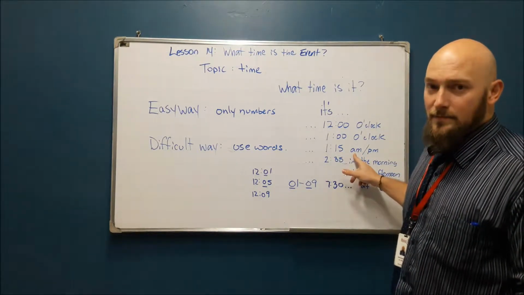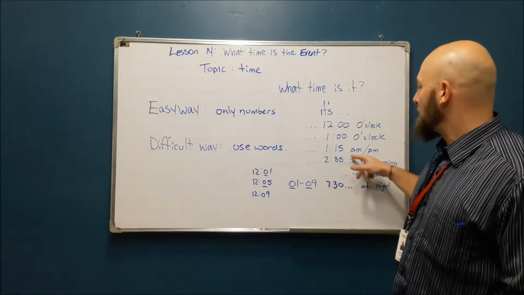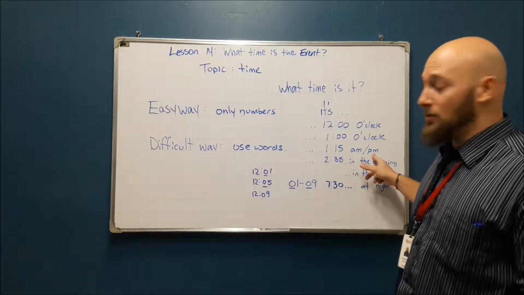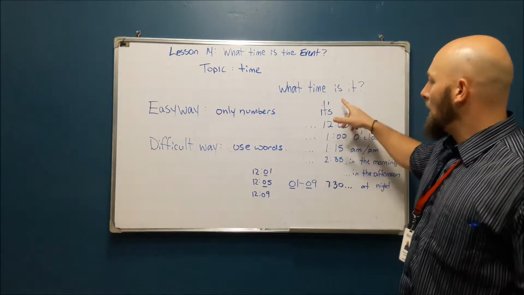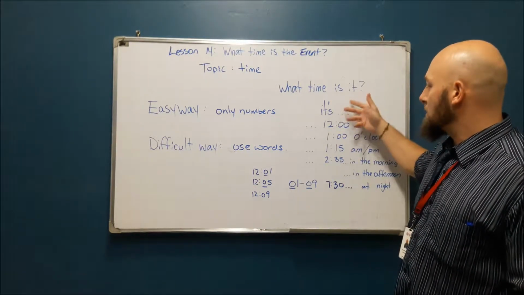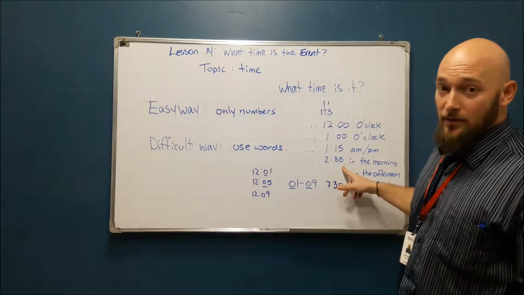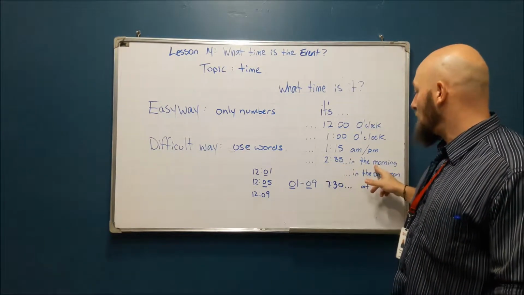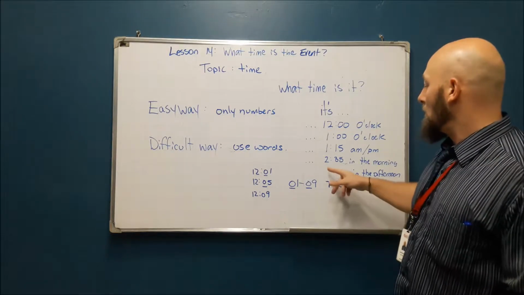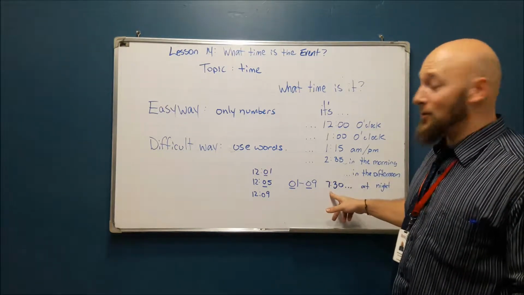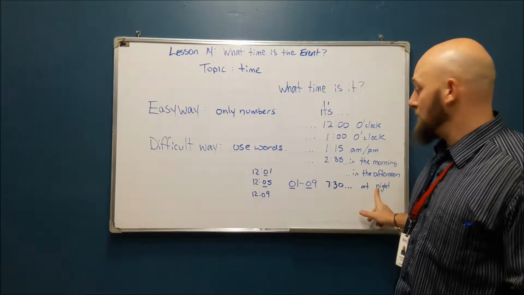The next example, it's 1:15 a.m. It's in the morning, or 1:15 p.m. in the afternoon. This is optional, but it is good to know. Next one, what time is it? It's 2:35. 2:35 in the morning, 2:35 in the afternoon, or 7:30 at night. Okay?